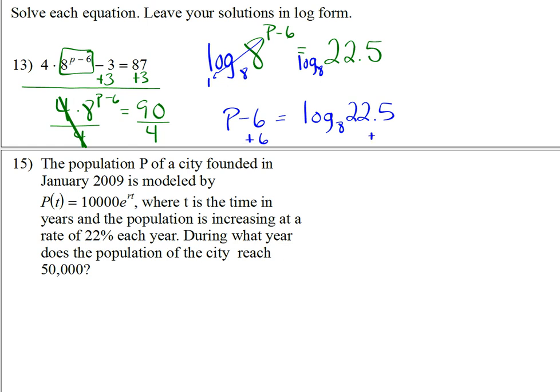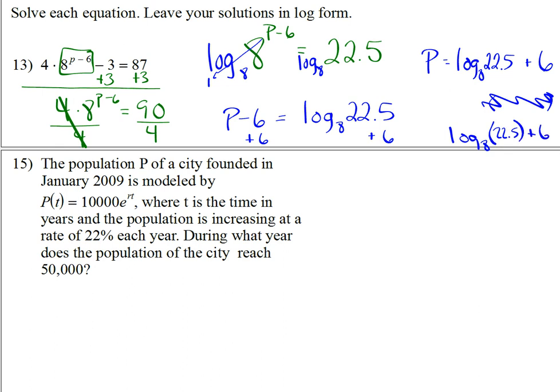Then I'm going to add 6 to both sides. You don't add 6 to the 22.5. Okay? So p is equal to log base 8 of 22.5 plus 6. The only way the 22.5 and the 6 would be added together is if they had parentheses around both of those after the log. Okay? So in your calculator, it would look like this: log base 8, 22.5, close parentheses, and then add 6. So there's our solution for that one.